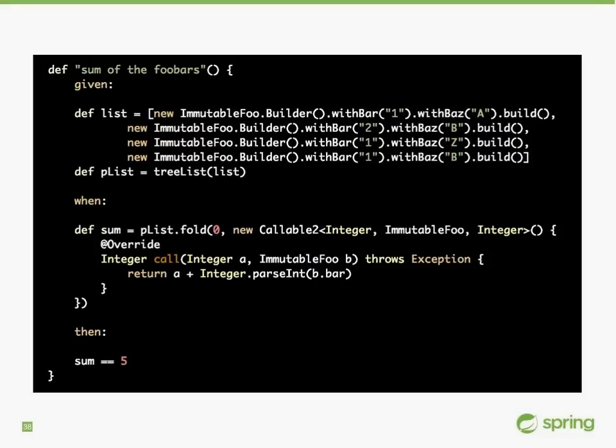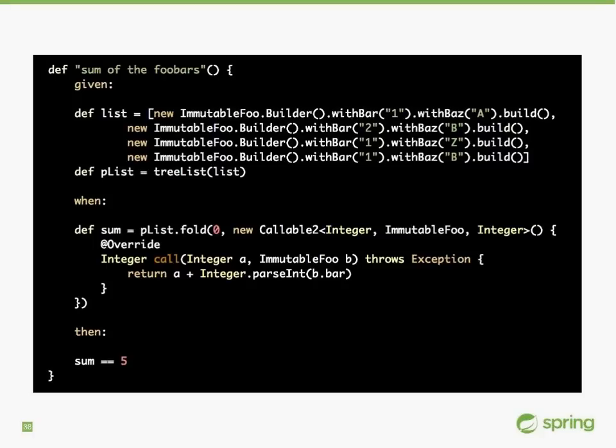When we implement that anonymous inner class, we're going to get a call method. That call method takes an integer a, an immutable foo b, and returns an integer, and that computation is going to be a plus parsing out b.bar. So think through the computation now. We start with 0, and we pass in this callable, we pass into that the first immutable foo in our list, which happens to have the bar value of 1. And so 0 plus 1 is 1. We're going to return 1.